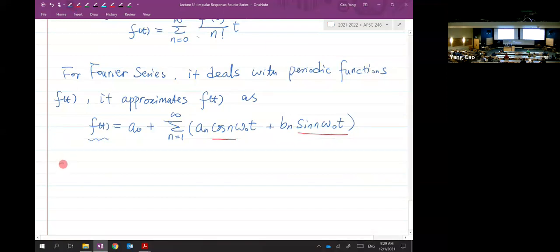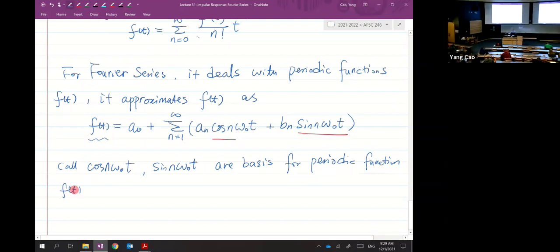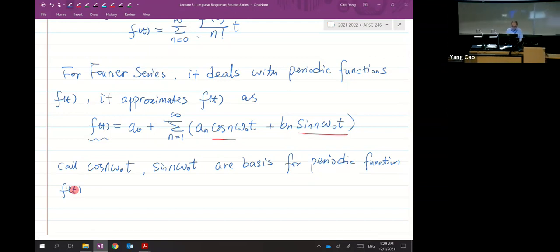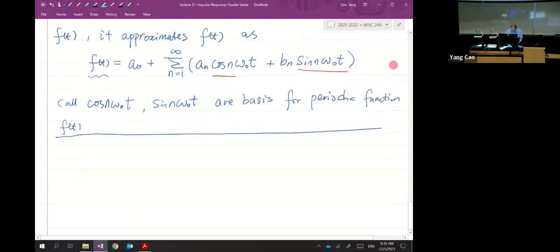We actually call the cosine n omega naught t and the sine n omega naught t the basis for the periodic function f of t. I'm going to cut to the chase and directly jump into how we can get this expression. There are a few other integral tricks that might help you, but we'll see how much we use them, and then we can probably mention them in the examples.